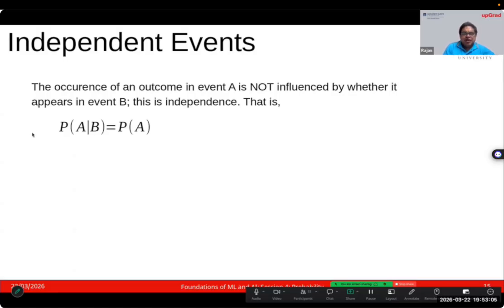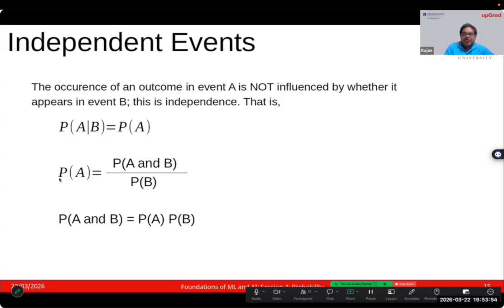That is, the probability of A given that the outcome is in event B is simply the probability of A. It doesn't care whether it is in B or not. This probability is not influenced by the fact that the outcome is in event B or not. Therefore, this conditional probability is simply P(A). Now, this conditional probability is also written as P(A and B) divided by P(B). If we cross multiply, we get P(A and B) equals P(A) times P(B). That's it. This is the condition for independence.